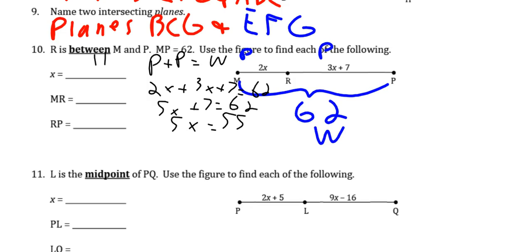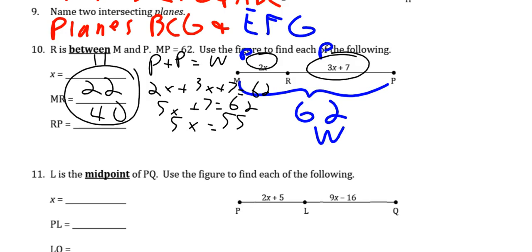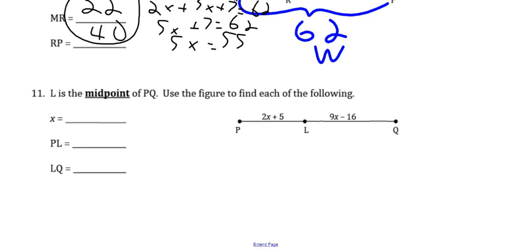Now it says find MR. Well, that's here. So if I plug in 11 for x, 2 times 11 is 22. Then it says RP. That's here. So 3 times 11 is 33, plus 7 is 40. And here's the nice thing. You can check. Those add up to 62. You can check your answer.